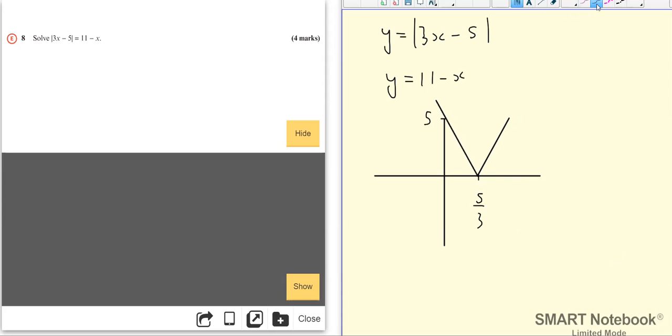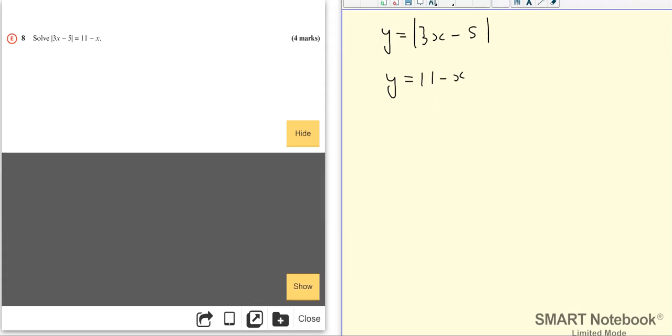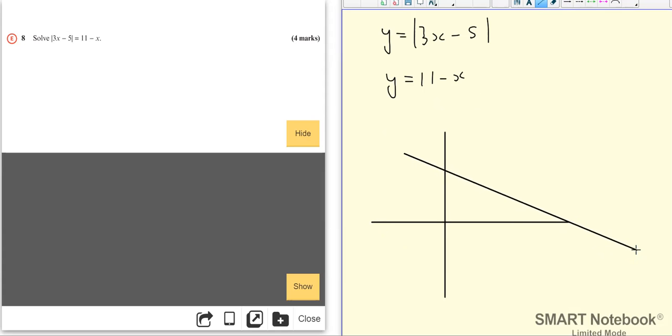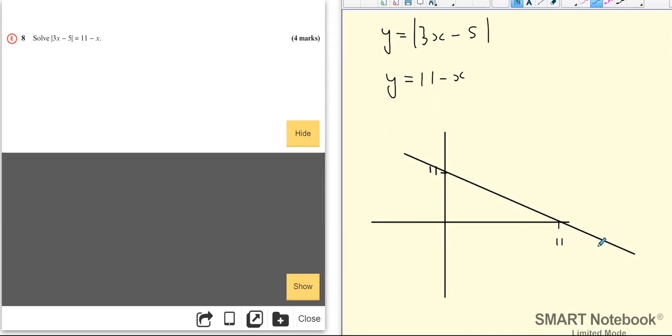Okay, and then we think about 11 minus x. Now, downward sloping line, y-intercepts up here somewhere. I've not drawn this diagram very well. Actually, I'm going to delete this, start again. So if I think about 11 minus x, there's something that looks like this. This point here is 11. Okay, and this point here is also 11.